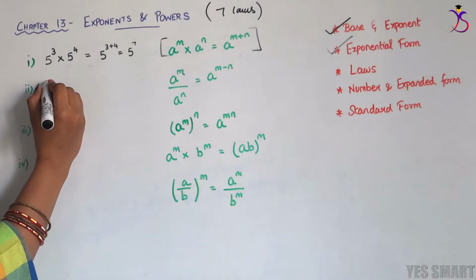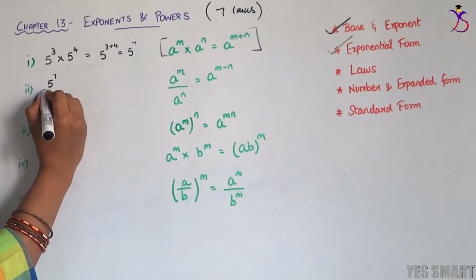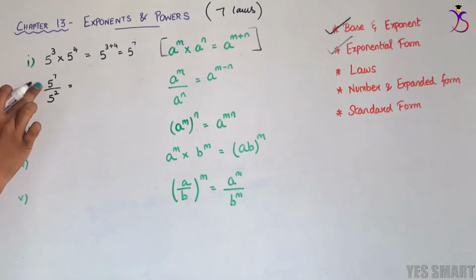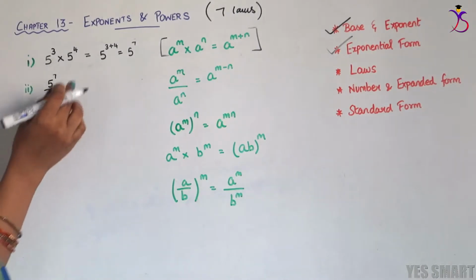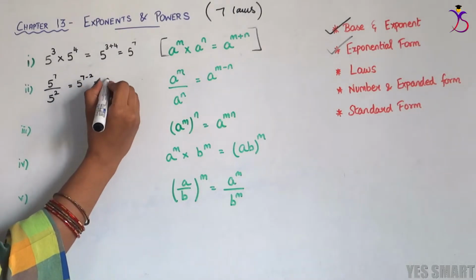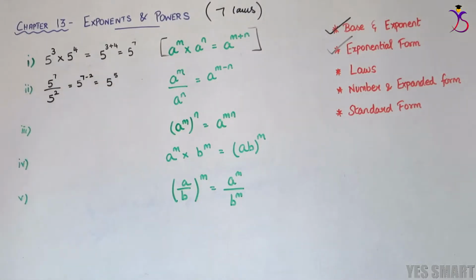Now let's look into an example. 5 power 7 divided by 5 power 2. We have the same base, so let's subtract the powers, which is 5 to the power of 7 minus 2. The answer is 5 power 5. It need not be different powers actually. Even if it is the same power, we can subtract it.